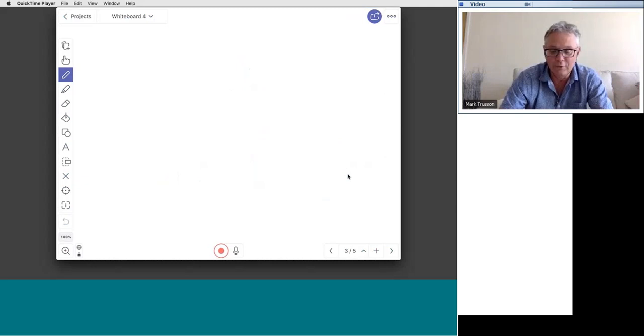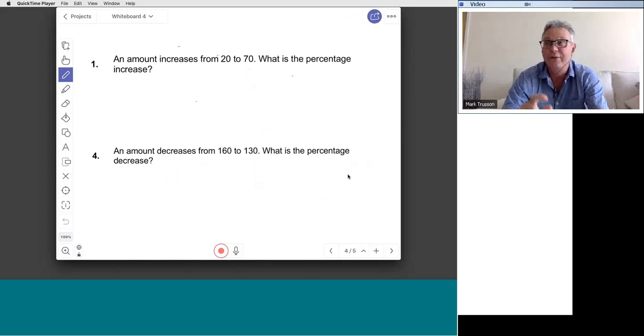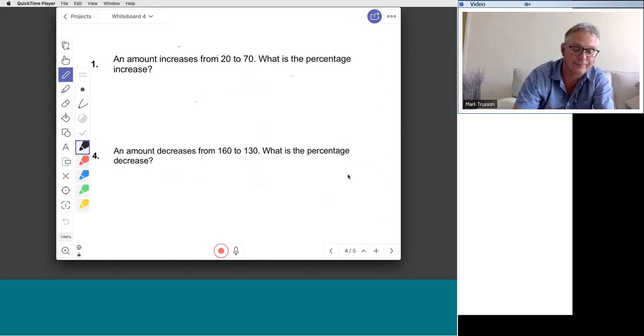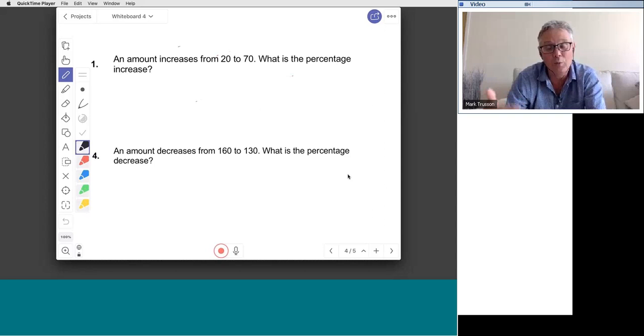Let's move on and look at percentage change, and we're going to use the same methodology that we've just applied, but using a little bit of algebra. So if you look at the first question here, we've got an amount that increases from 20 to 70. What is the percentage increase? The nature of the question is different, isn't it? Because before we were given a question with a percentage sign in it, like what is 70% of something, or what's the answer if we increase something by 20%. There's no percentage here. What you're trying to do is work out what that percentage increase is, so it's slightly different.